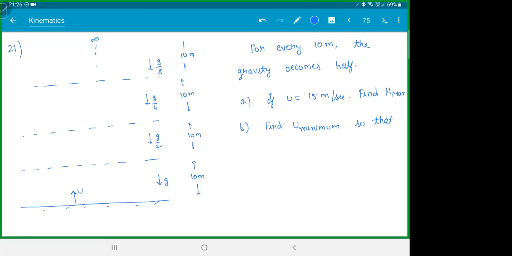So if you throw with a certain speed, it will never come back. It will just keep going forever, so that it never comes back. We call this thing escape velocity. This minimum speed is called escape velocity. The escape velocity of Earth is around 11.2 kilometers per second.